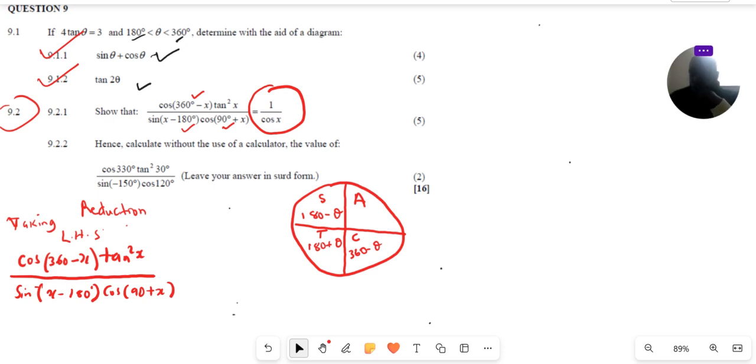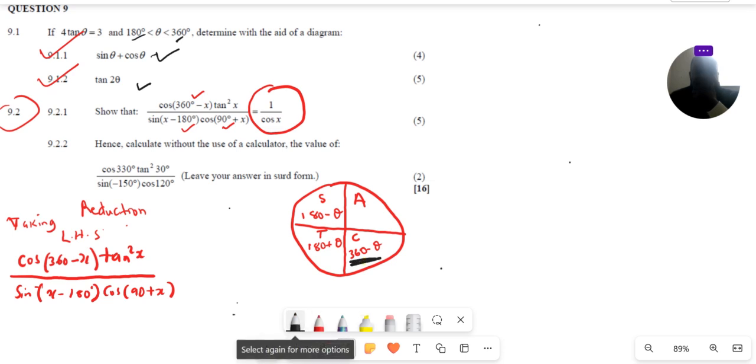What do we do? When you look at this, cos of 360 minus x will definitely give us cos of x, and it's supposed to be positive. Then tan squared x, I can simply leave the way it is.